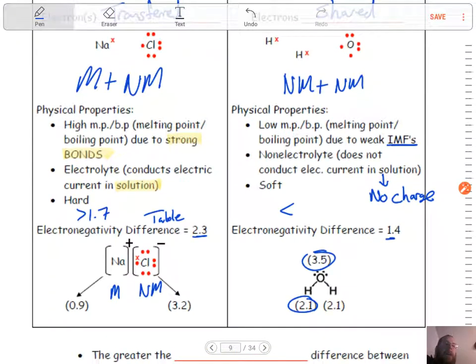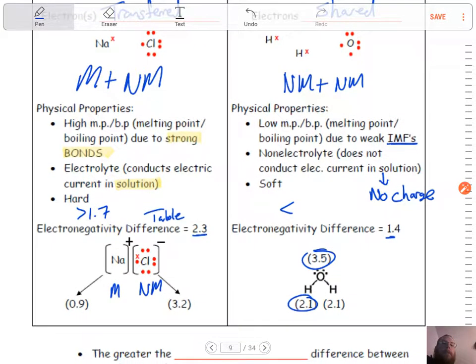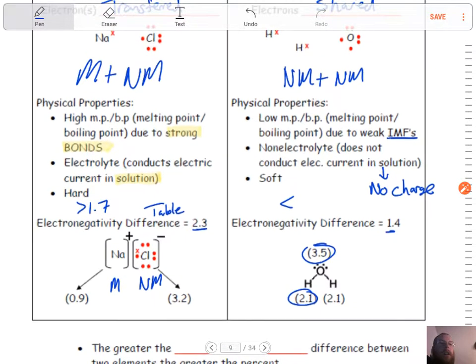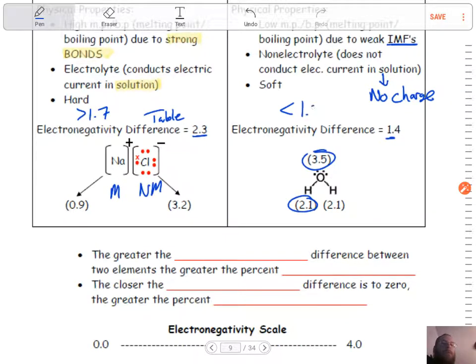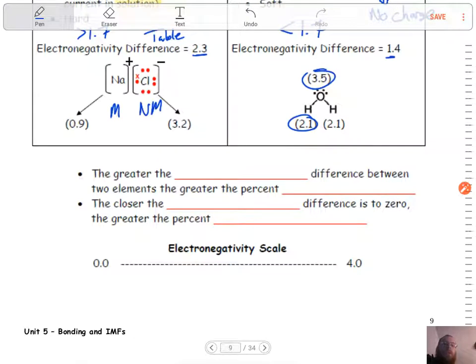That's why we look at metal and nonmetal for ionic, versus a nonmetal and a nonmetal over there. So the value here is, if it's less than 1.7, it's generally considered to be covalent. But remember, that's not an end-all be-all. There's going to be some exceptions to that rule. Okay, so the greater the electronegativity difference between the two elements, the greater the percent ionic character. All that means is the more ionic it is. The bigger the difference, the more like an ionic bond you have.